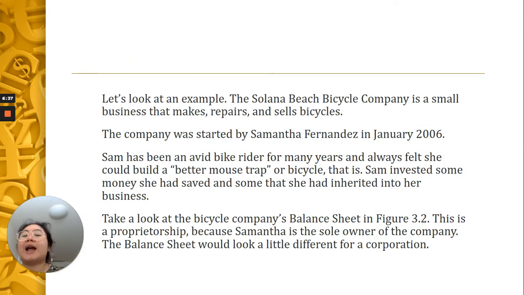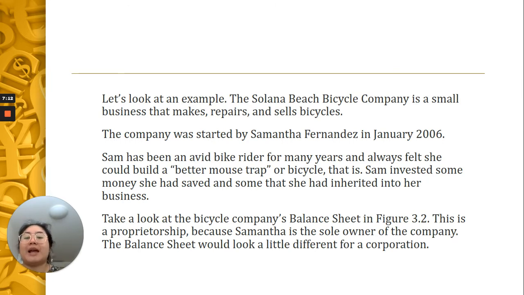Let's look at an example. The example is the Solana Beach Bicycle Company. It's a small business that makes, repairs, and sells bicycles. So let's say, as the example for us in this chapter, the company was started by Samantha Fernandez in January 2006. Okay, we know the history of this company.